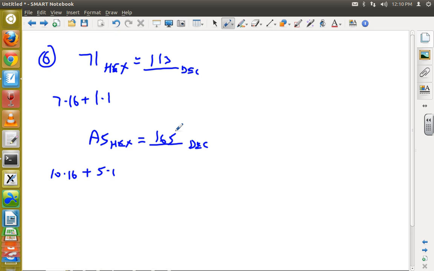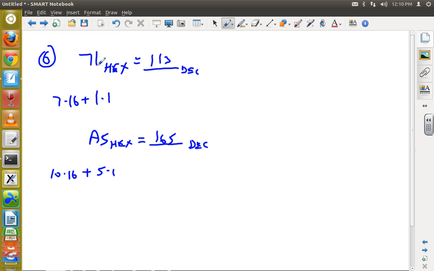Actually, there's an easier way. Don't we know a shortcut to go from hex to binary directly? Yeah. How do you convert 113 base 10 to base 16? You divide by the base 16 and look at the remainders, right? But don't we have a quick way of going from hex to binary directly?